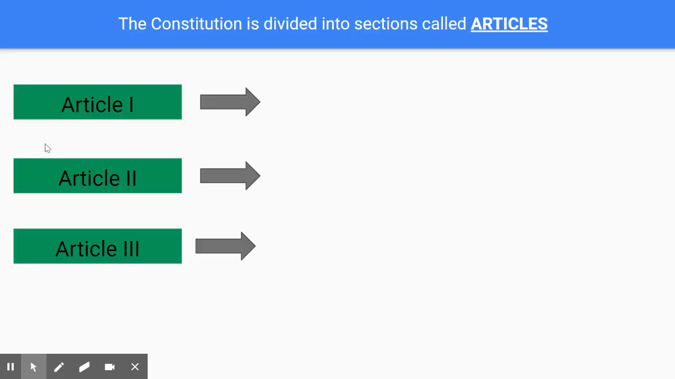The Constitution itself is divided into what we call articles. Think of them almost like chapters in a book, right? So when we reference the Constitution, we talk about Article 1 or Article 2. We're just talking about what part of the Constitution we're referencing. Each article has a theme.